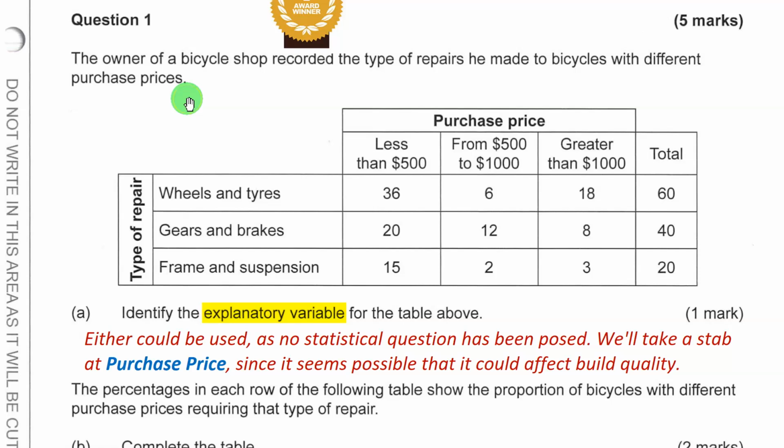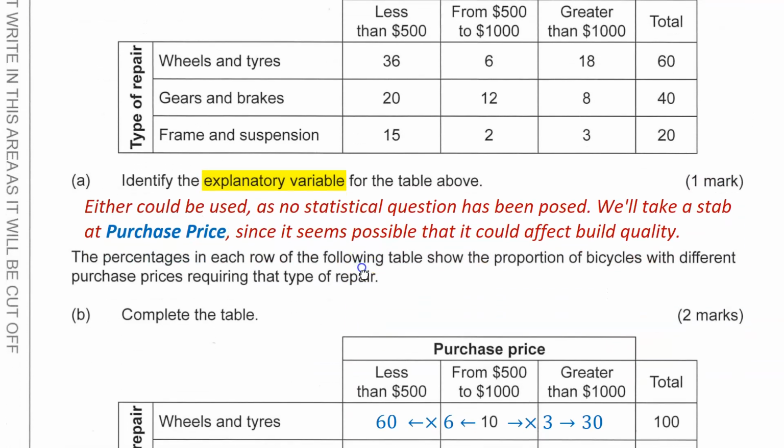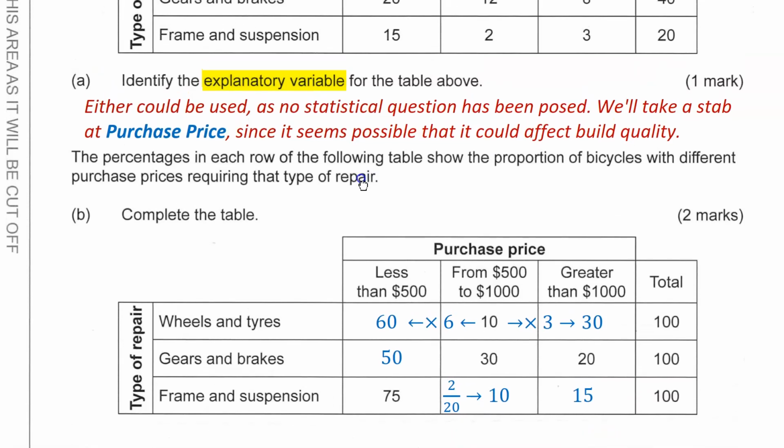So the examiners really need to have a word with themselves here. Anyway, we'll take a stab at purchase price because it seems likely that the more you spend on a bike, the fewer repairs you'd expect. But how that relates to the type of repair, I'm not sure. But anyway, I might have lost the mark before we even get going here. Anyhow, let's move on. The purchase price in the following table shows the proportion of bikes with different repairs.